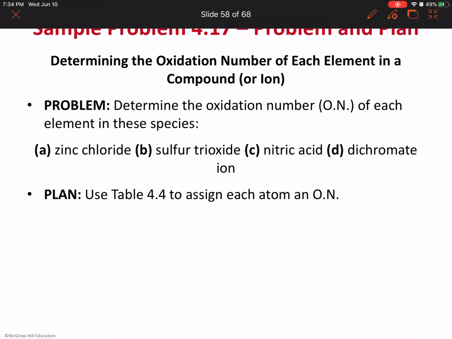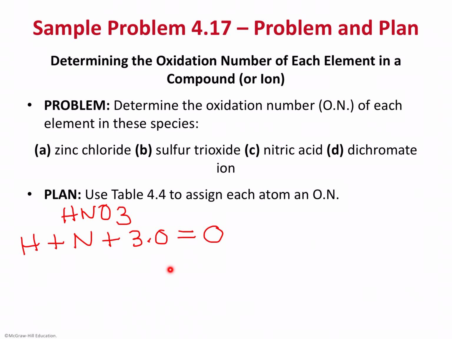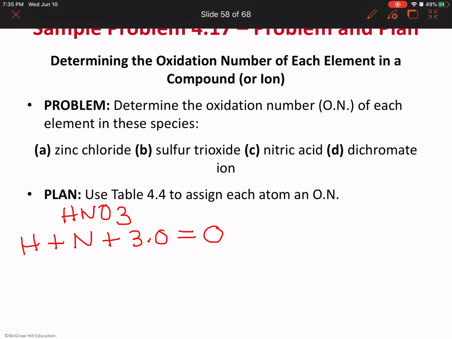Nitric acid is HNO3. It's a neutral compound. So when you add the oxidation numbers for individual atoms, hydrogen's oxidation number plus the nitrogen plus the 3 oxygen oxidation numbers should equal 0. Okay, so we are referring to this rule: the sum of oxidation number values for the atoms in a molecule or formula unit of a compound equals 0. Okay, and then we're going to look at individual ones.